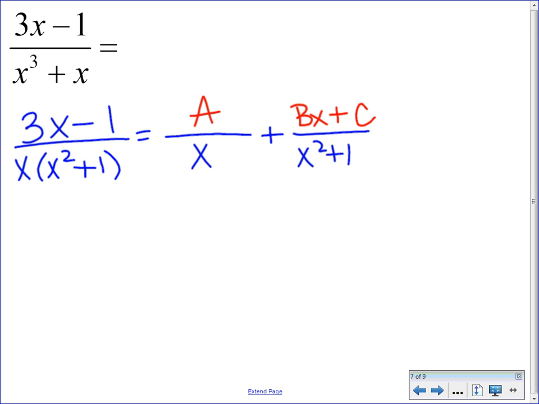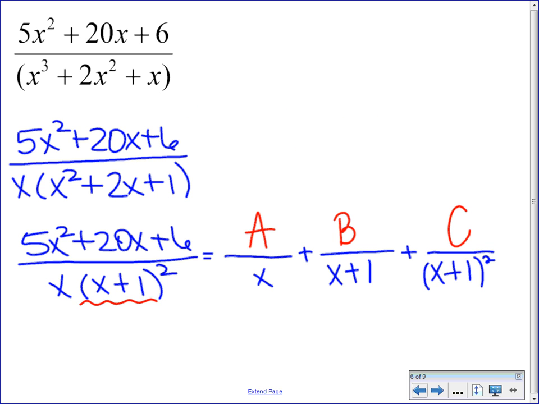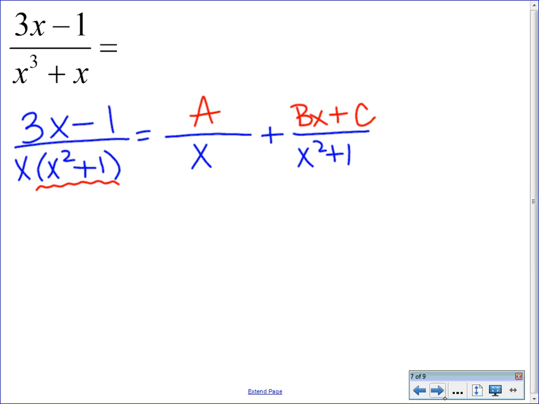There's a big difference between a repeated factor and a quadratic factor. Okay, let's look at the difference. This is a quadratic factor. This is a repeated linear factor. It's a linear factor that's happening more than once. This cannot be factored. It's just a quadratic. Can everybody see the difference?